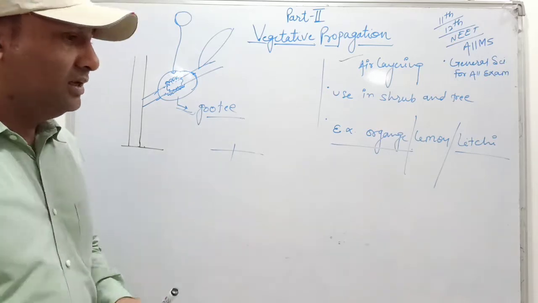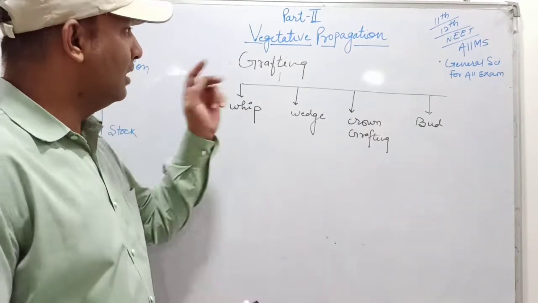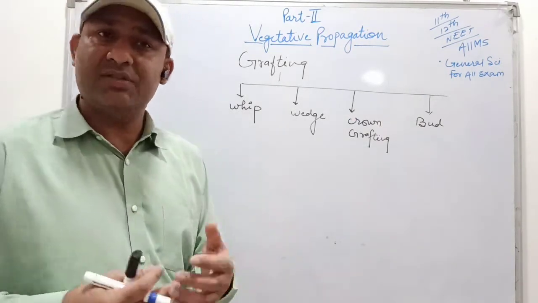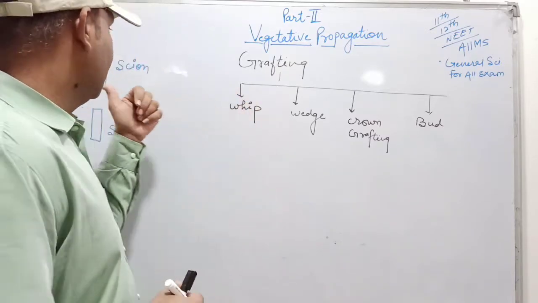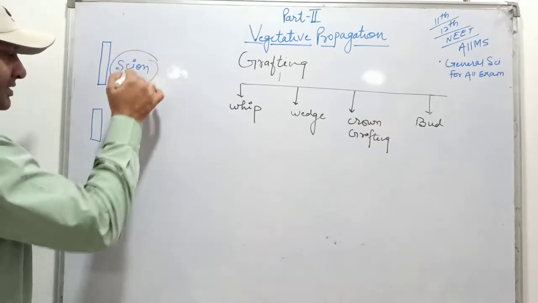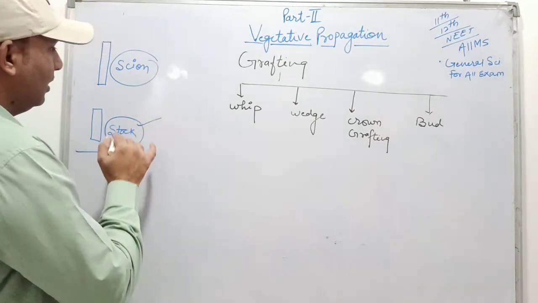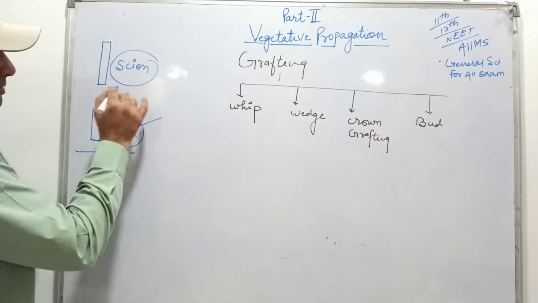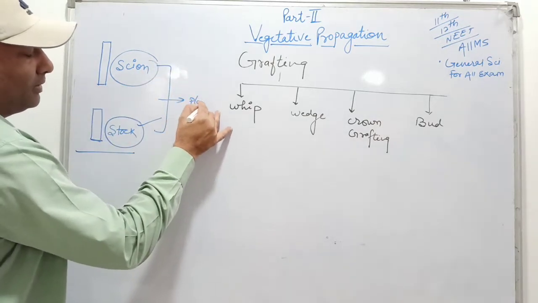The third method is grafting. The next topic is transferring a part of one plant onto another plant, which is called grafting. In grafting, two terms are generally used: scion and stalk. The lower part of the plant is called the stalk and the upper part is called the scion. That means the lower part and the upper part together develop into a new plant.